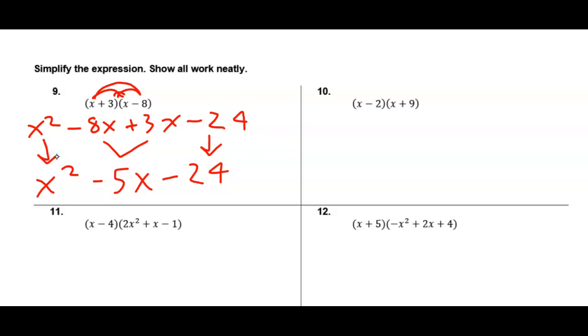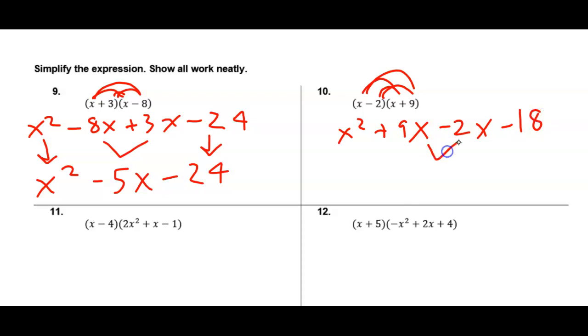All right, number 10. First term times first term is x squared. First times second is 9x. Second times first is negative 2x. Last times last, negative 18. Again, combine like terms. Bring down x squared. 9 minus 2 is 7x. Bring down minus 18.